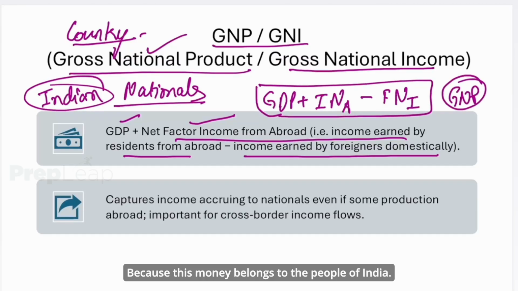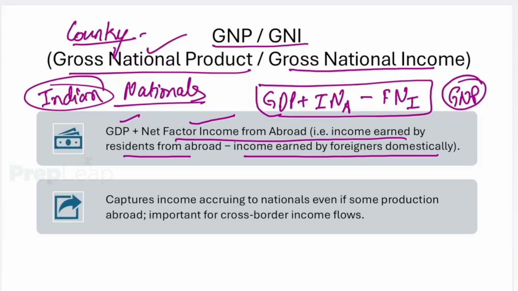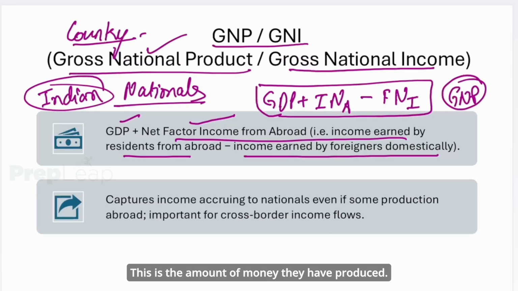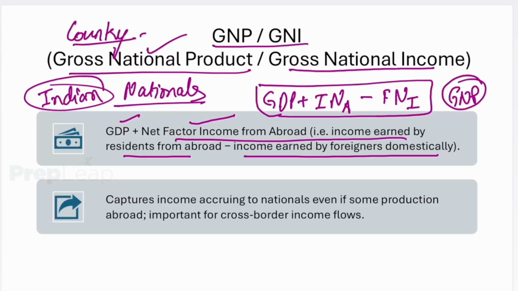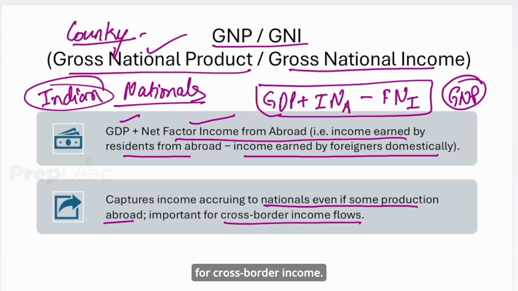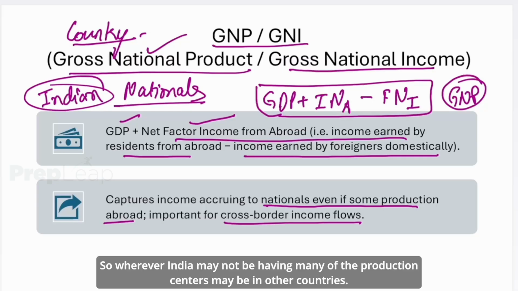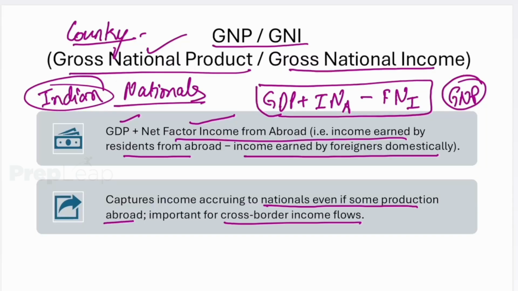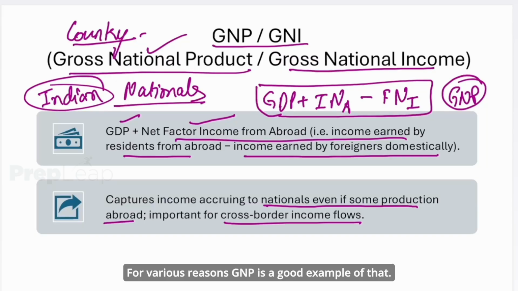Because this money belongs to the people of India, the nationals of India. This is the amount of money they have produced. So it captures the income accruing to nationals even if some production is abroad, important for cross-border income flows. So wherever India may not have many production centers, maybe in other countries for various reasons, GNP is a good example of that.